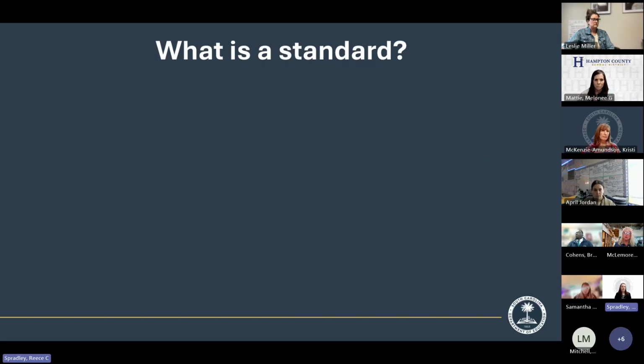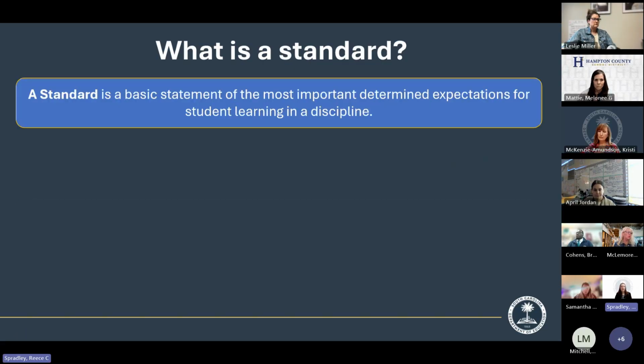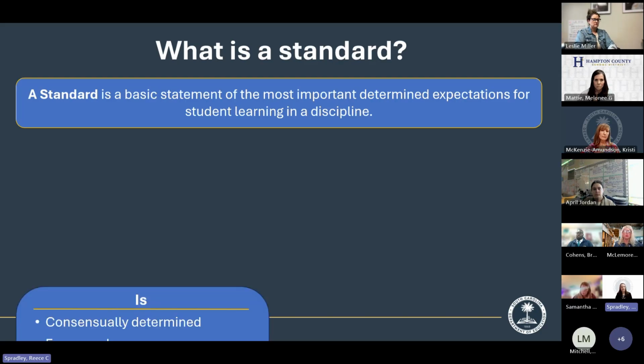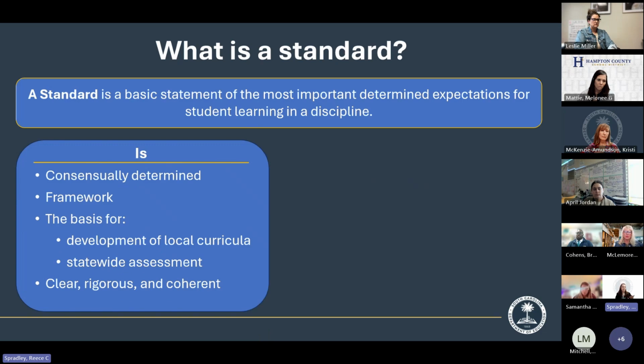The first thing we kind of want to cover is what is a standard? It's the basic statement of the most important determined expectations for student learning in any discipline, which for us is social studies. And it's something that's consensually determined by that committee that we just talked about. All of those different people come together to make these decisions. And it is a framework. It's not something that is a checklist. It's not like an item by item that you go through and can tick off, but it is the framework for everything that we do within our classrooms.